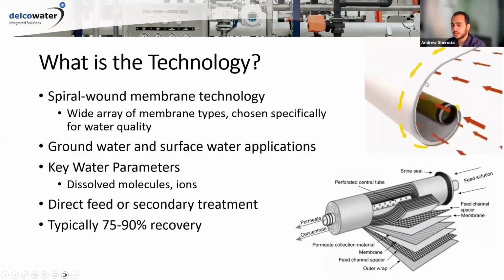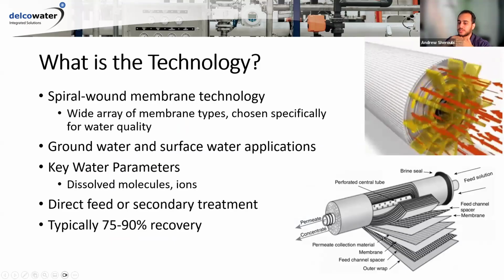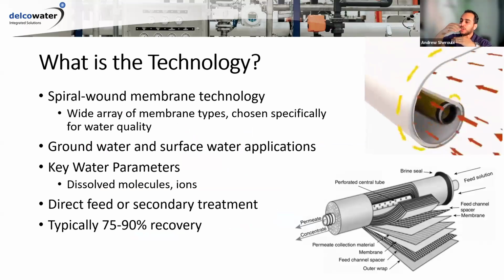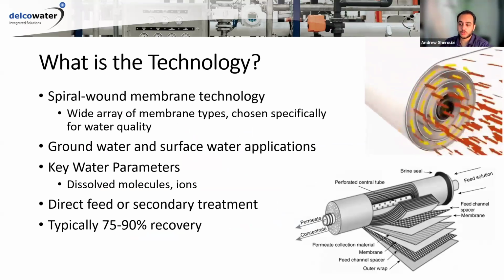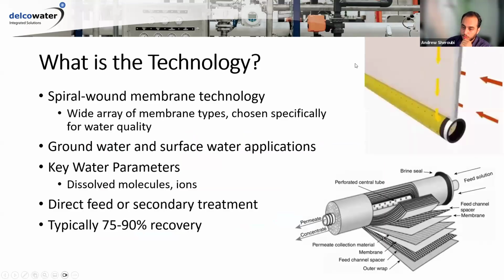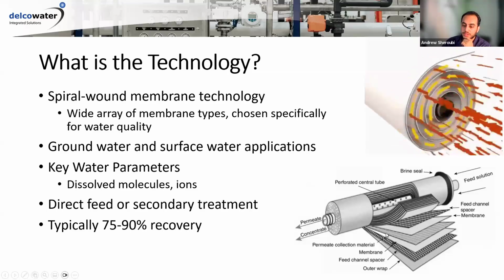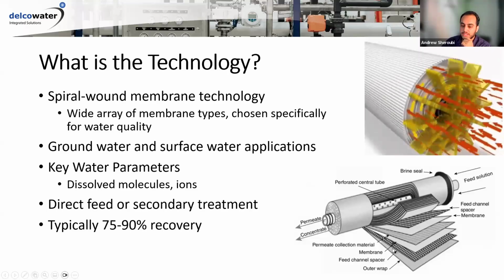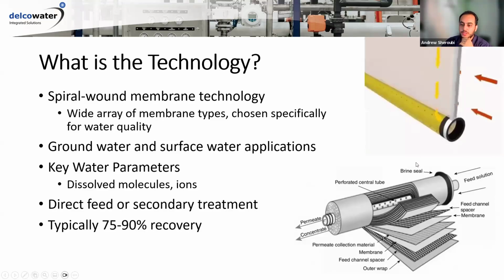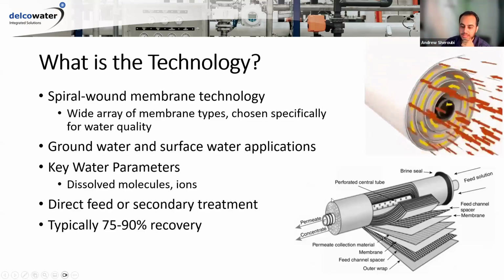So here's what a membrane looks like. They're flat sheets of membrane with spacers and wraps that are layered on top of each other and then coiled around a central tube. So what happens is that water flows parallel to the membrane surface, and then some of it gets filtered through. And it keeps filtering inwards towards that central tube.